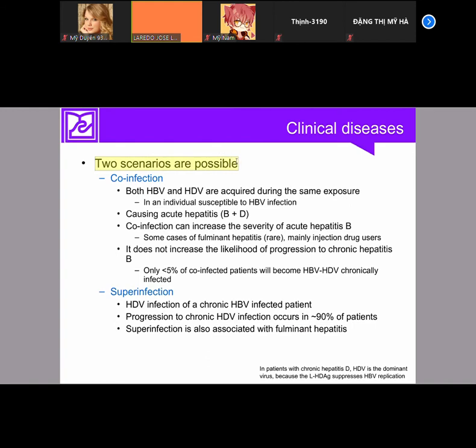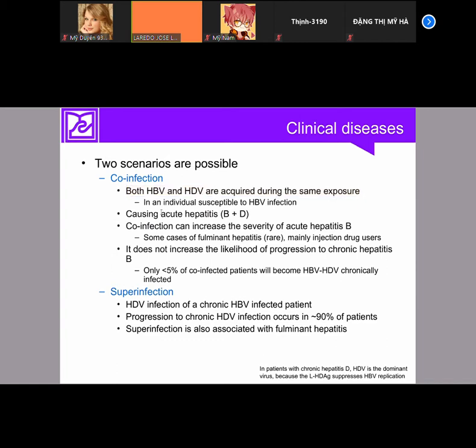First one, the first scenario is called co-infection. What is co-infection? Co-infection means both viruses, B and D, are acquired at the same time during the same exposure. So the patient was healthy before, and the patient becomes infected by both viruses at the same time. This is called co-infection. And what happens to the patient?